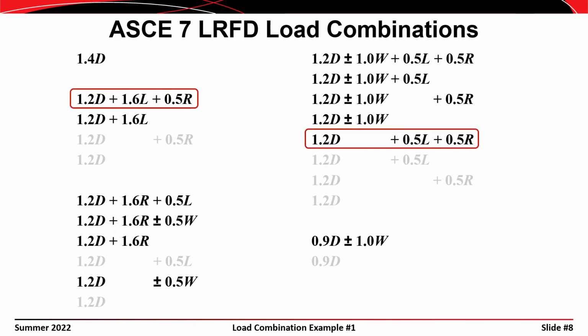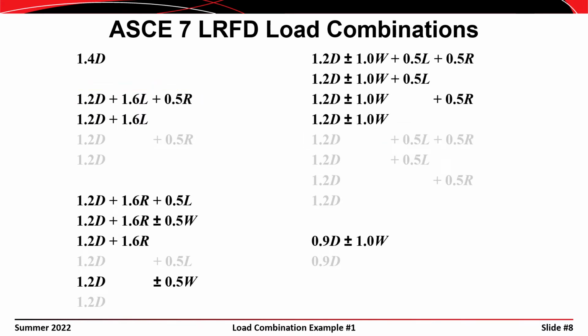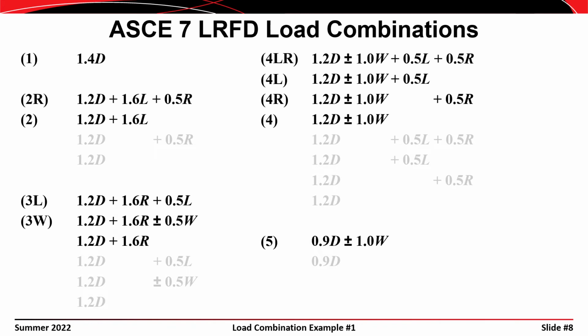And we could see that in these 2, that 1.2 times dead plus 1.6 times live plus 0.5 times roof loading is going to govern. We can go even further and show that 1.2 dead plus 1 times wind is going to govern in this case. And finally, we're left with these remaining permutations, and I've chosen this new numbering sequence rather arbitrarily. So load combination number 1 is obvious. Load combination number 2 includes 1.2 times dead plus 1.6 times live. Load combination 2R is the same as 2, but includes the roof loading, etc., etc.